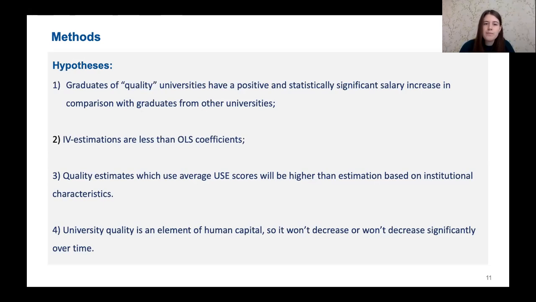And the last hypothesis is about theory. As you know, university quality return can be explained by human capital theory or signal theory by Spence. And we suppose that university quality is an element of human capital, so it won't decrease, or won't decrease significantly, over time. So let's discuss the model.